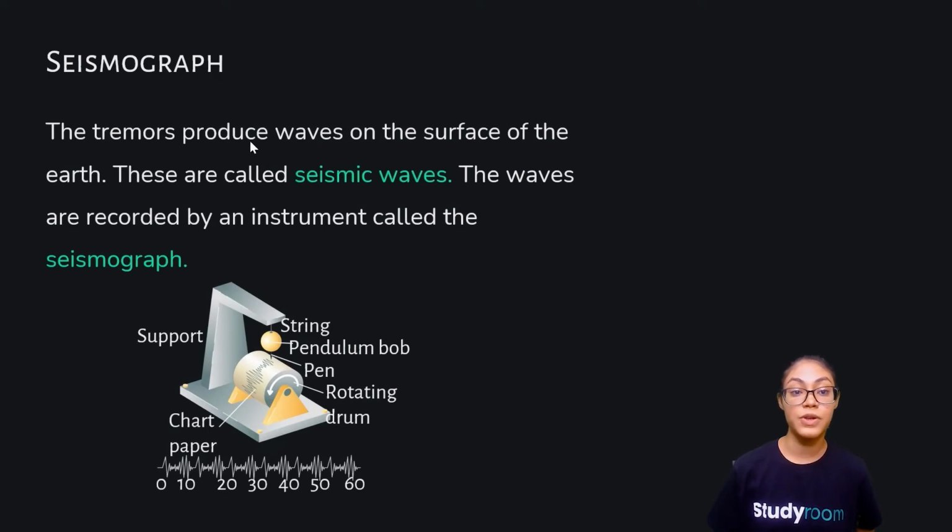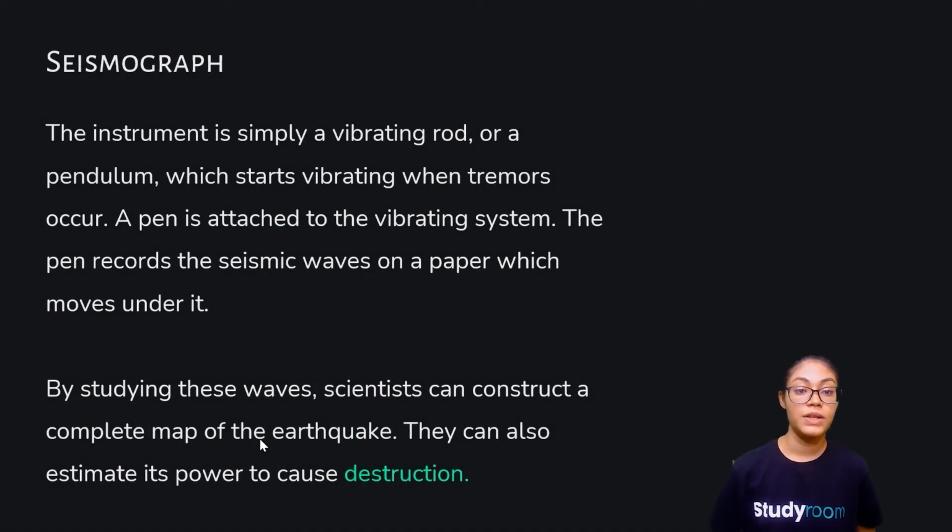Now, seismograph. The tremors produced waves on the surface of the earth. These are called seismic waves. The waves are recorded by an instrument called seismograph. It looks something like this. The instrument is simply a vibrating rod or a pendulum which starts vibrating when tremors occur. A pen is attached to the vibrating system. The pen records the seismic waves on a paper which moves under it.